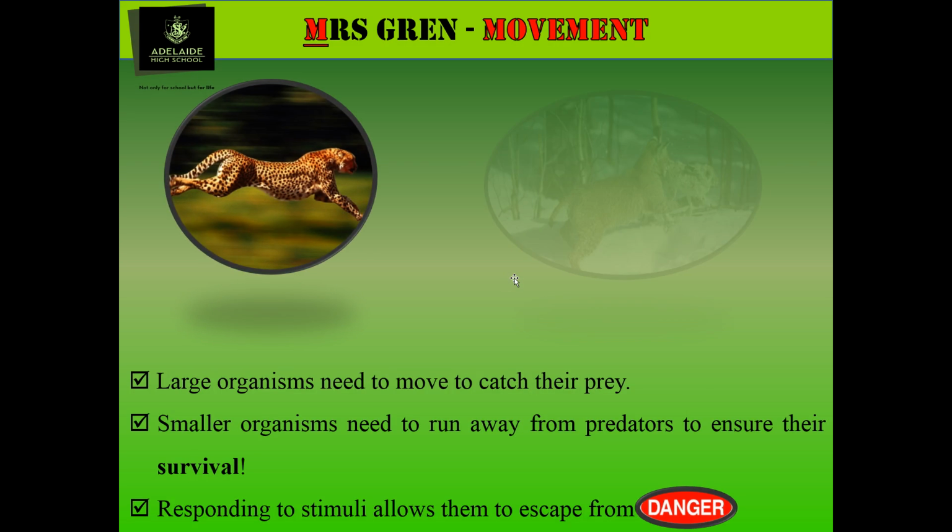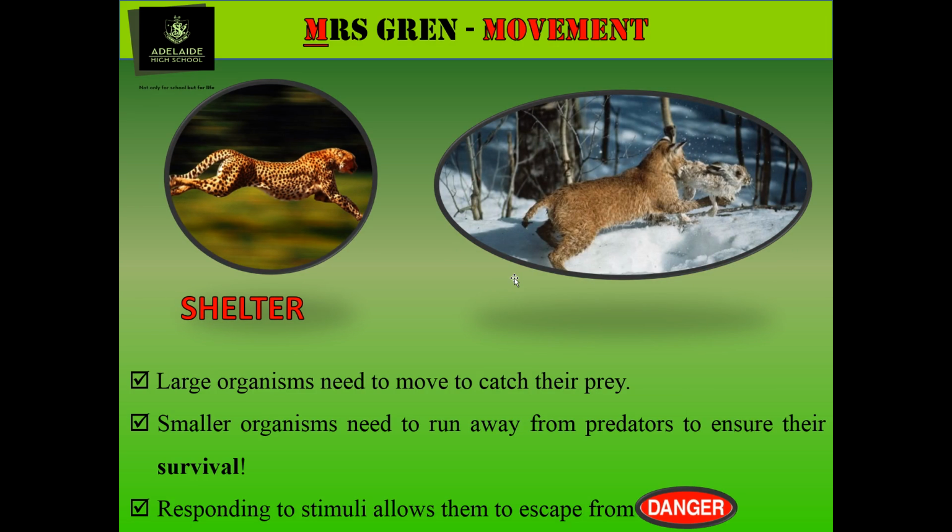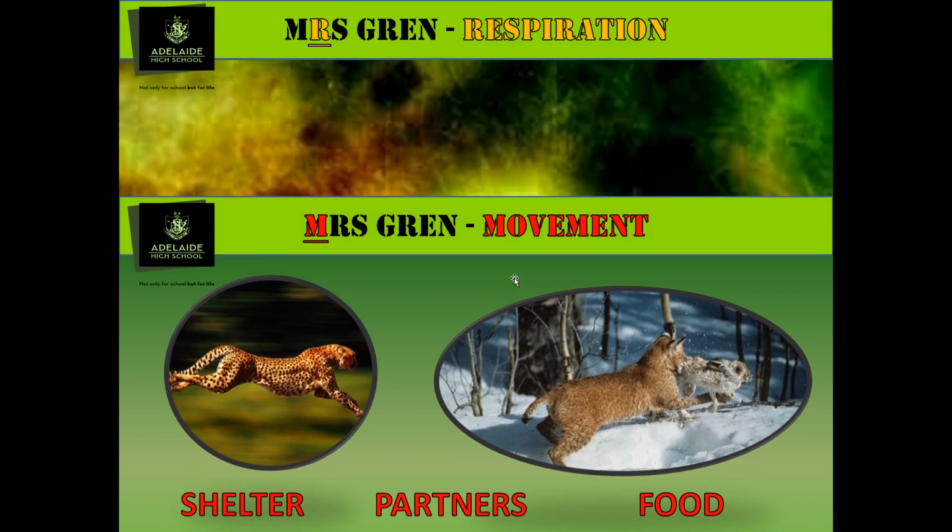All right. Looking at the movement here, we have a leopard, or sorry, not a leopard, a cheetah. We have the lynx also hunting a rabbit in the snow. Animals need to move because of 3 things: shelter, partners, and also food. And as you can see, larger organisms such as the cheetah and the lynx are able to move to catch their prey, whereas the rabbit, which is the small organism, needs to run away from predators to ensure their survival. And this is in accordance to responding to a stimulus so that they can escape from danger.